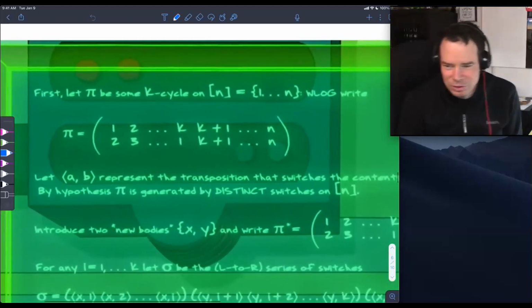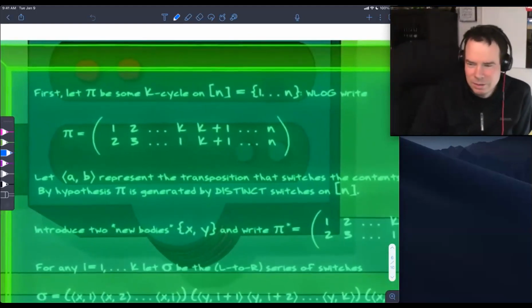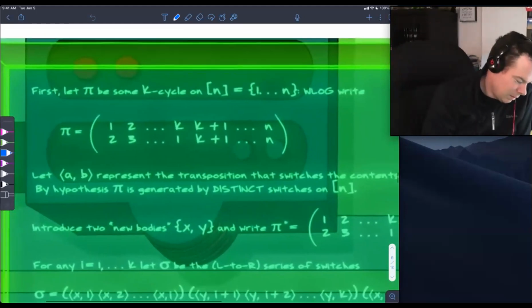And you can see, first let pi be some k-cycle on the numbers 1 to n. Without loss of generality, write pi is equal to, and you can see they're using array form now: 1 went to 2, 2 went to 3, k went to 1, k plus 1 went to k plus 1. So all the other ones are the identity. The first k terms have been permuted.